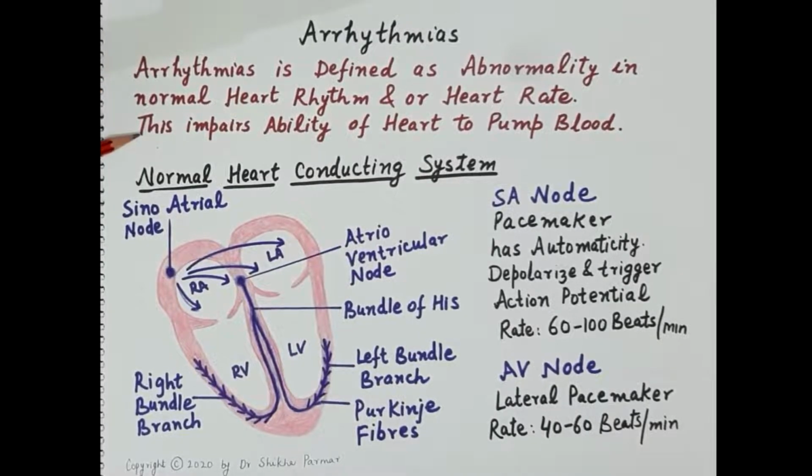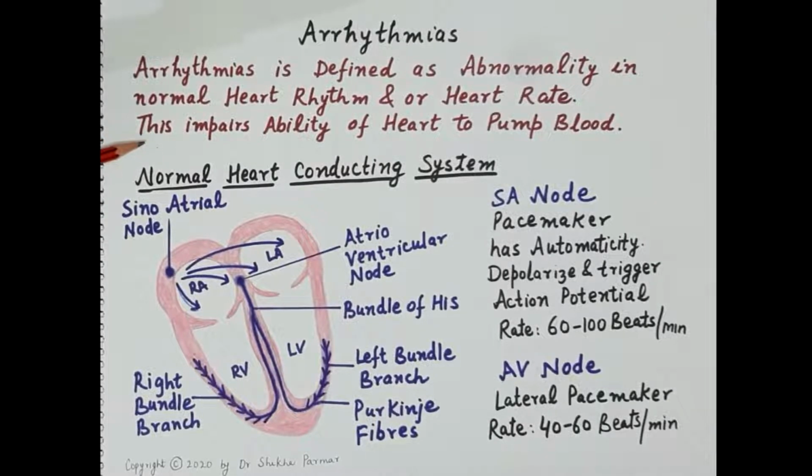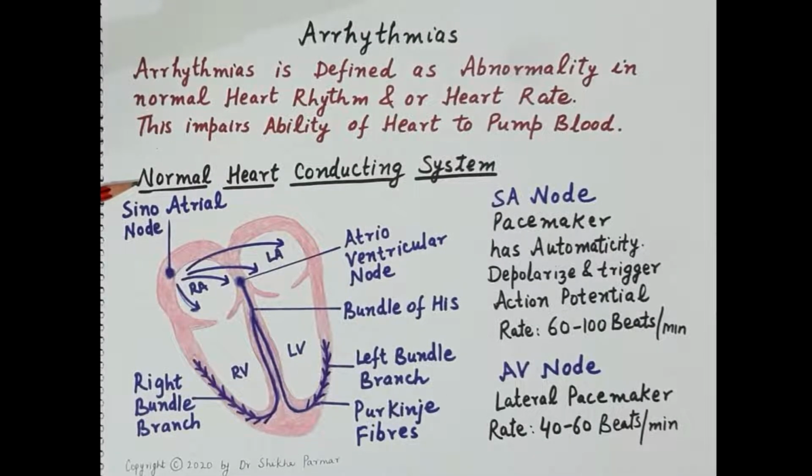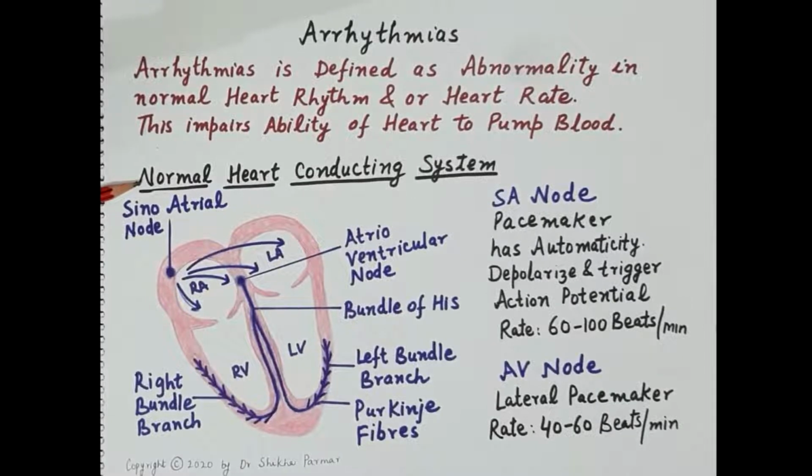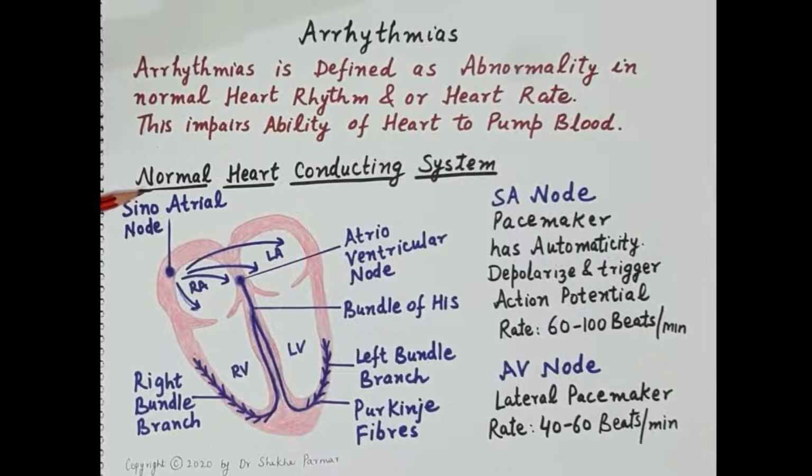Now this abnormality in the rhythm of the heart impairs the ability of the heart to pump blood, and thus it can be a life-threatening emergency. So let's first talk about the conducting system of the heart that regulates the rhythm of the heart. A normal heart produces about 72 to 74 beats per minute. That is, a normal healthy heart shows a heart rate of 72 to 74 beats per minute.